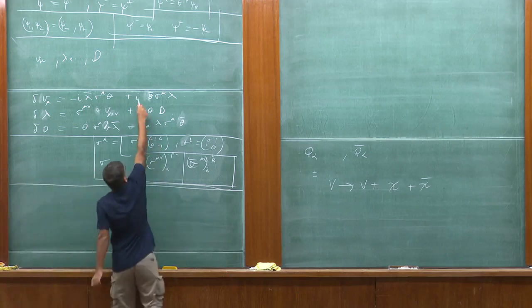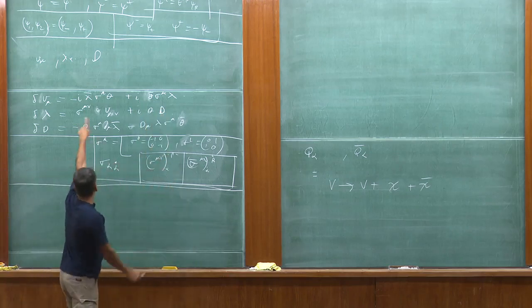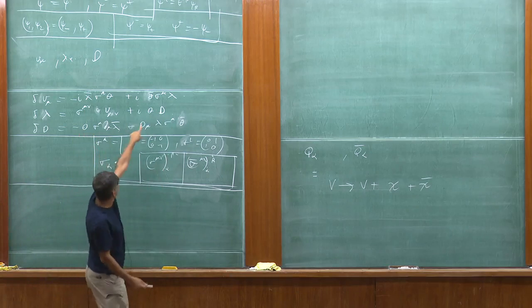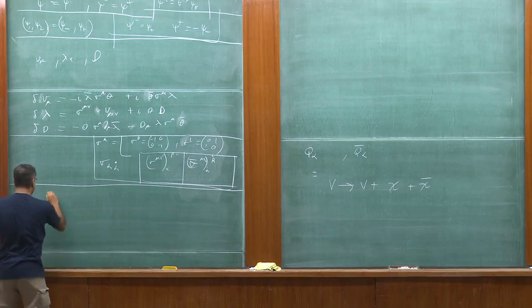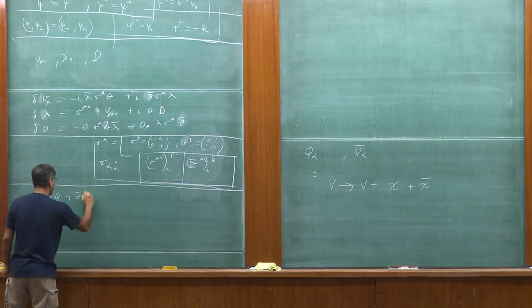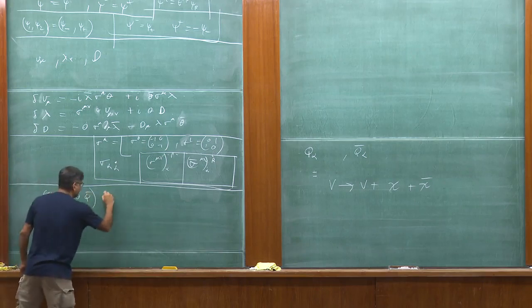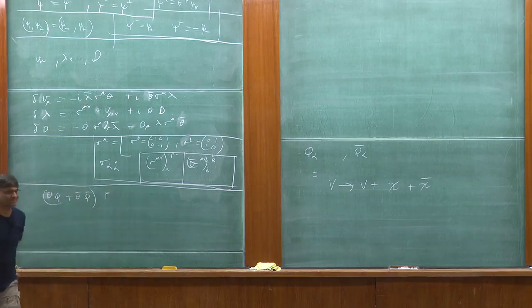We will throw away the second term. Q with mu is that guy, Q bar is that guy. So we're writing it as theta Q plus theta bar Q bar on the field. That's what this is. Okay, clear?